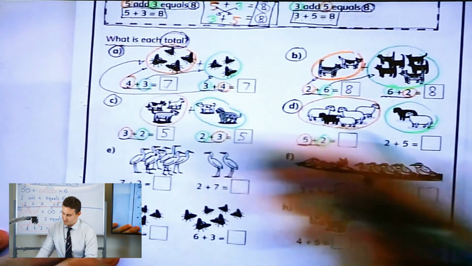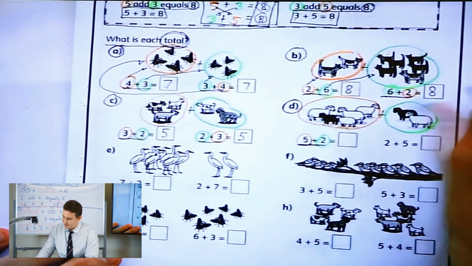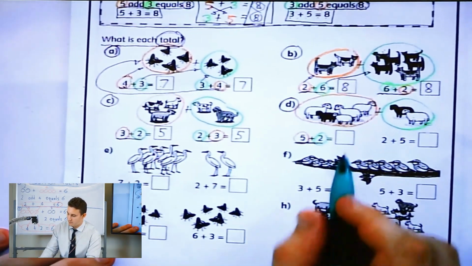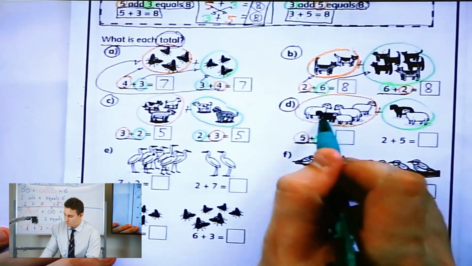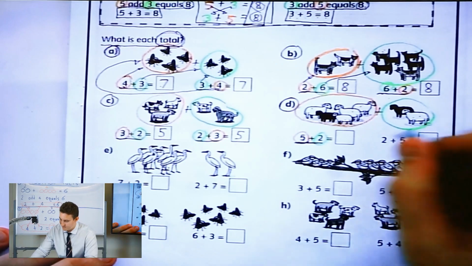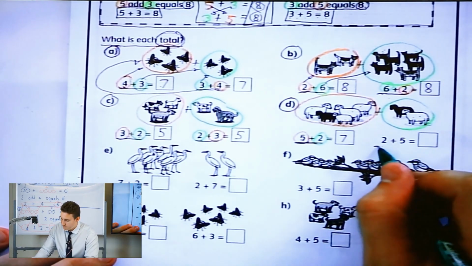So the sum says 5 plus 2. So we're going to say 5 plus 2. Okay, let's count the total together. 1, 2, 3, 4, 5, 6, 7. Good. And let's go to our next sum.